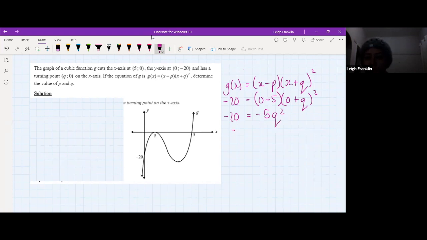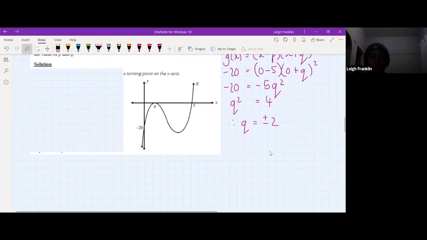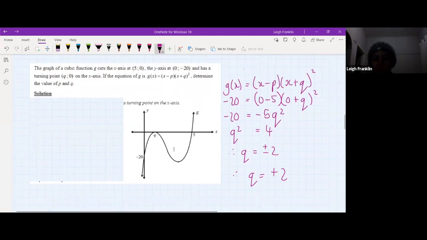Divide both sides by negative 5. That means that q squared is going to be equal to 4. Okay, so therefore q would equal positive or negative 2. So it can't be negative because it's on the positive side of the x-axis. So therefore q has to be equal to positive 2. Okay. So that's how we were supposed to do that one. Does that make sense to everyone? Are we happy with that? Did we get this? Why is P 5?